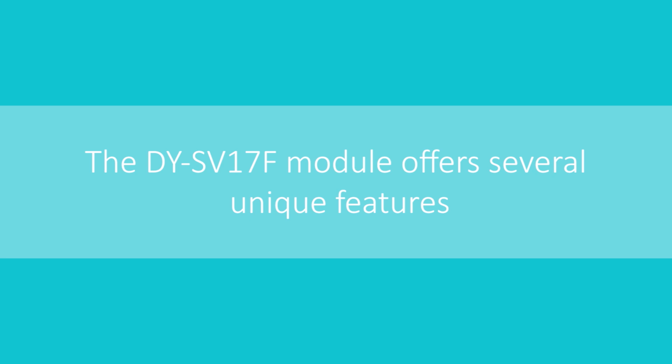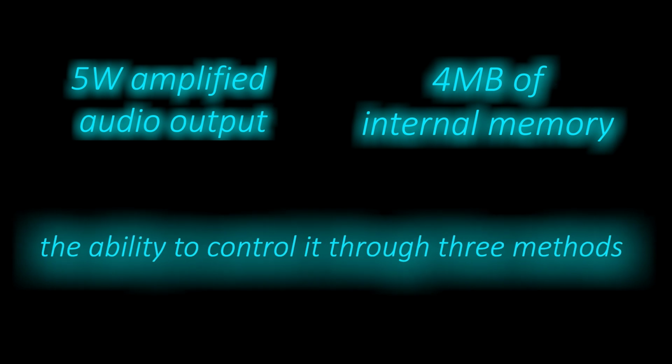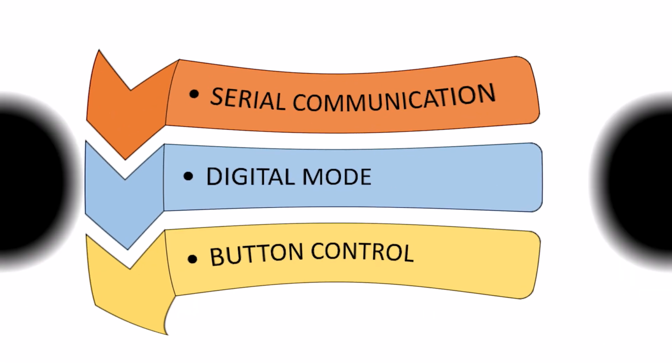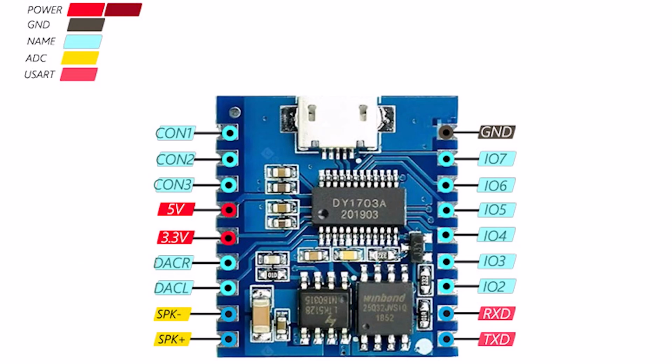The DY-SV17F module offers several unique features, such as a 5-watt amplified audio output, 4 megabytes of internal memory, and most importantly, the ability to control it through 3 methods: serial communication, digital mode, and button control. The pinout of this module is available for reference.